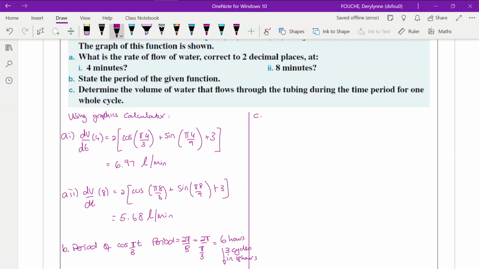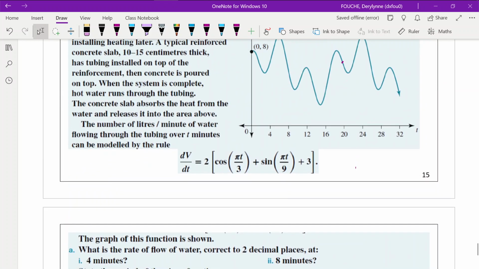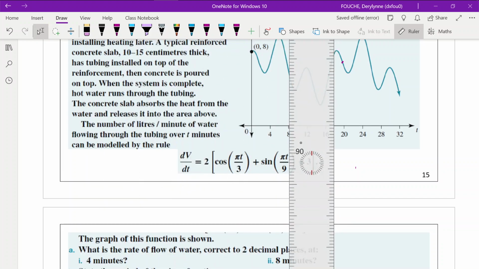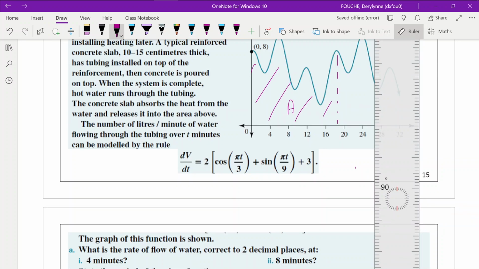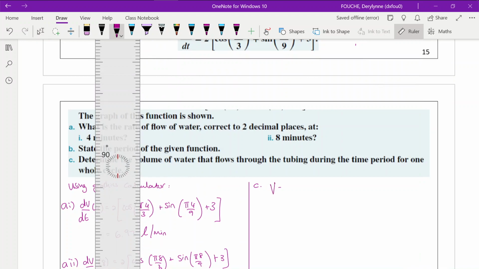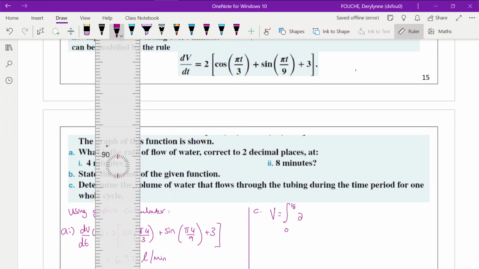All right, now it says determine the volume of water that flows through the tubing during the time period for one whole cycle. Okay. That means that if we got our period wrong, we're going to have the wrong limits of integration. All right, so we need to make sure that we know how to find the period of that function, because we're going to be integrating between 0 and 18. Now looking at the graph, that's all above the axis. All right, so we can put in a value somewhere there and say this is our area. Okay, so our volume will be equal to the area under the curve. That's going to be the integral from 0 to 18 of my function, 2 cos of pi t on 3 plus sine of pi t on 9 plus 3 dt.